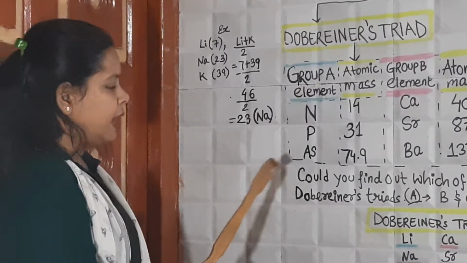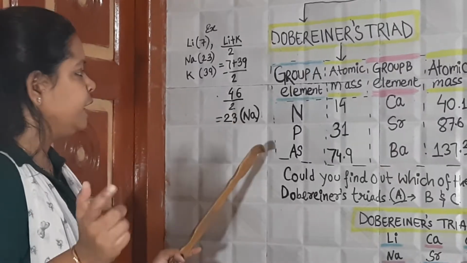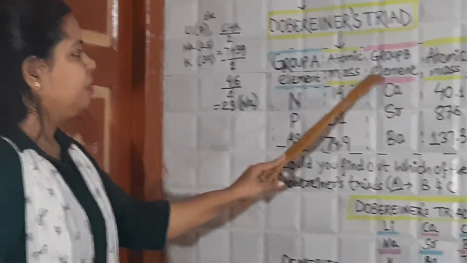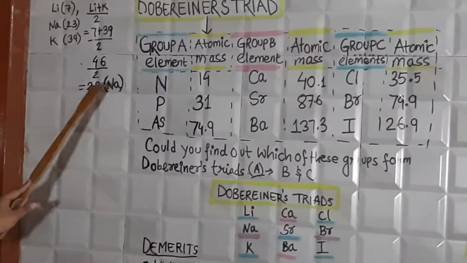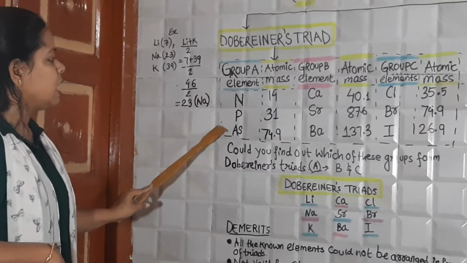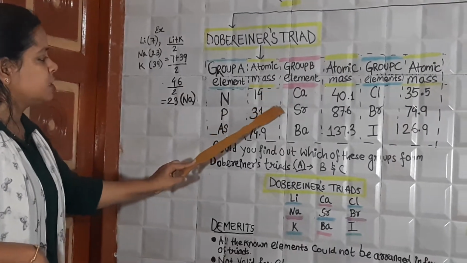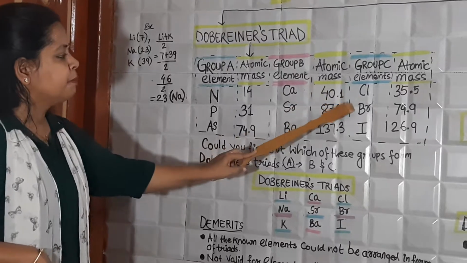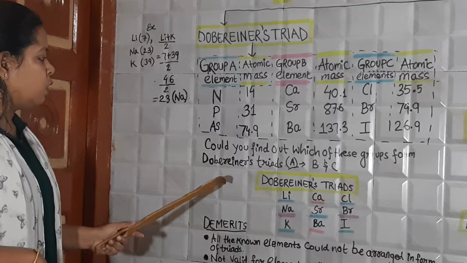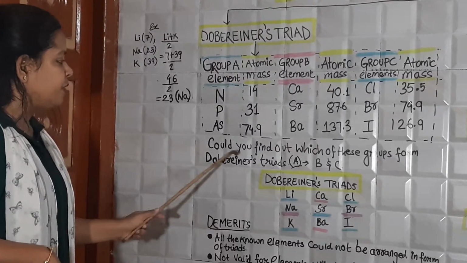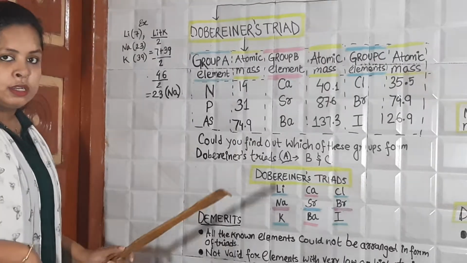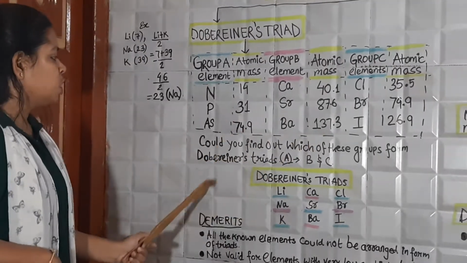Now I am giving you one question which is given in your book. You can refer to your book that there are three groups: group A, group B, group C. In group A there are nitrogen, phosphorus, arsenic; in group B calcium, strontium, barium; in group C chlorine, bromine, iodine. You need to find out which of these groups form Dobereiner triads.